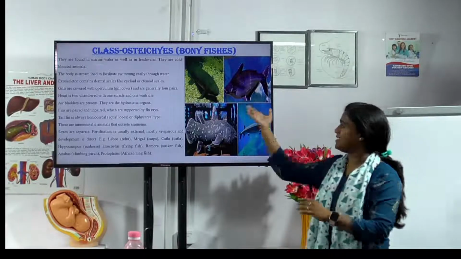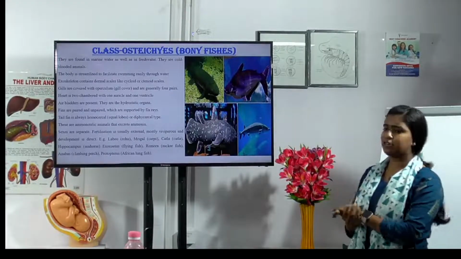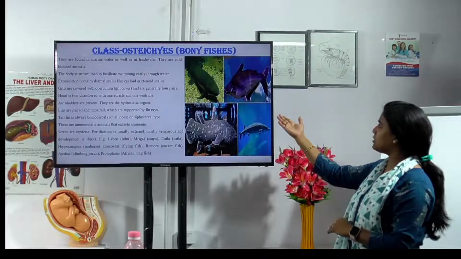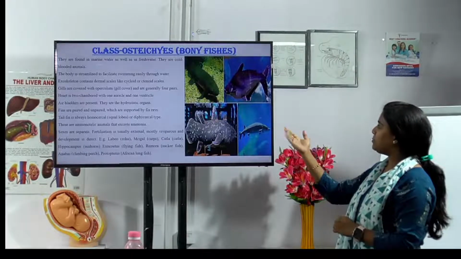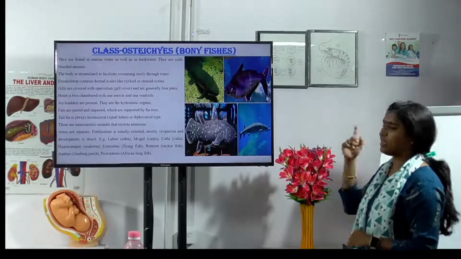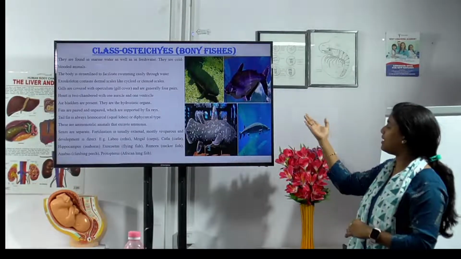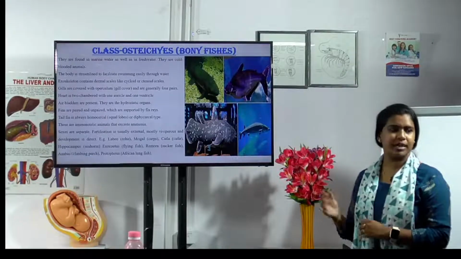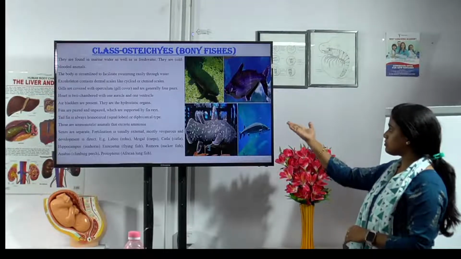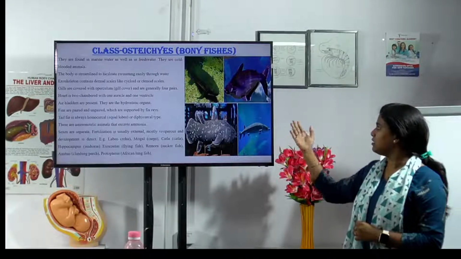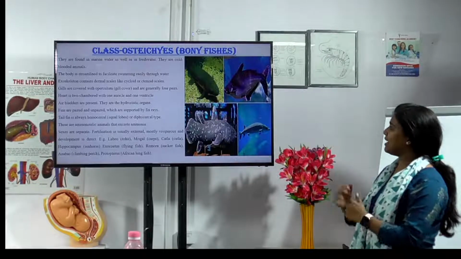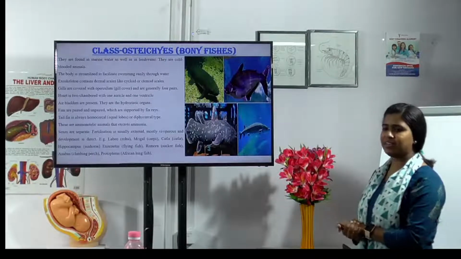The body is adapted to facilitate swimming easily through the water, and the exoskeleton contains dermal scales like cycloid or ctenoid scales. The gills are covered with an operculum, and there are generally 4 pairs of gills in this class, and their heart is of 2 chambers, one auricle and one ventricle. Air bladders are present, so they are hydrostatic organs. Fins are paired and unpaired, supported by fin rays.